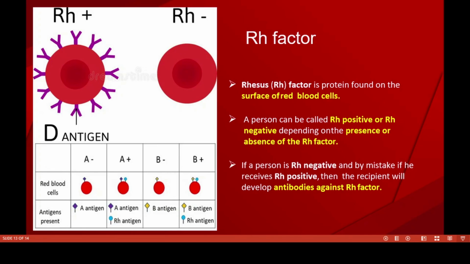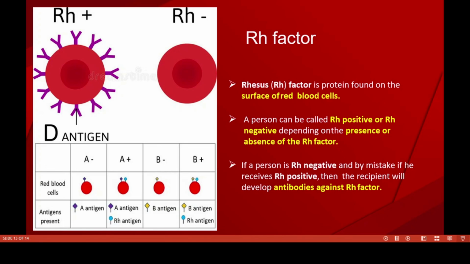For example, A positive: the D antigen is present on the surface of the RBC, so the blood group is positive. If the D antigen is not present on the surface of the RBC, the blood group is called negative.